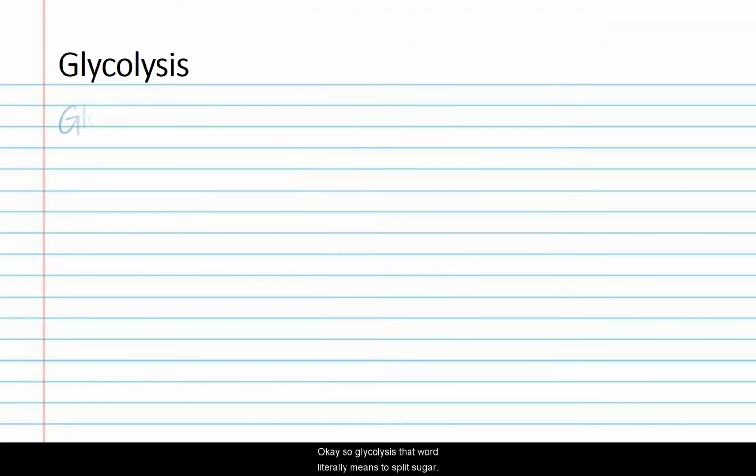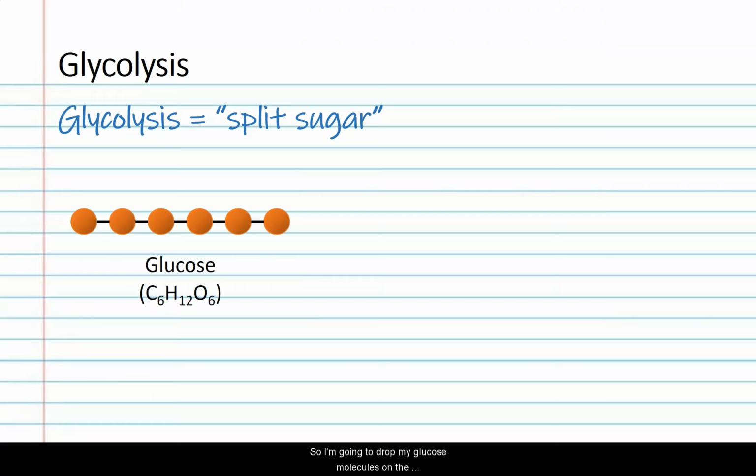Okay, so glycolysis, that word literally means to split sugar. So I'm going to draw my glucose molecule on the screen here for you, and I'm really going to only draw in the carbon atoms. The hydrogen and the oxygen, they are important, but I'm going to trace the flow of the carbon through this process. So in a molecule of glucose, you have 6 carbon atoms that are linked together through covalent bonds. This is an organic molecule. It has chemical potential energy.